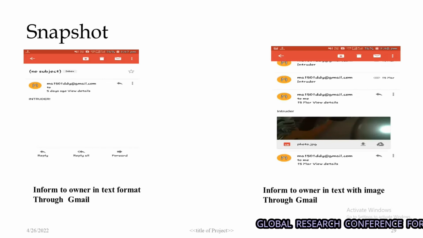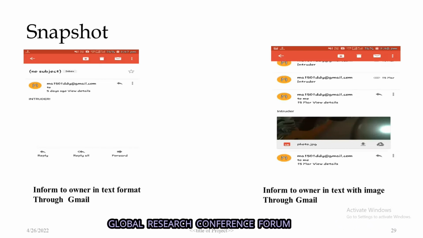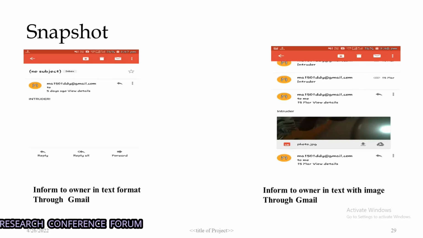This is our snapshot that the user gets, after the snapshot the Pi camera has collected data.